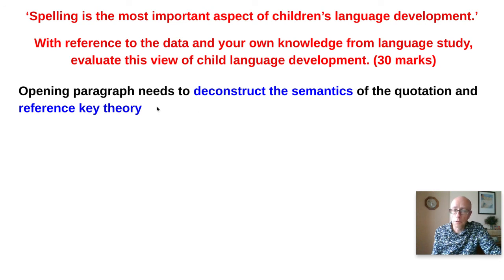So make sure that your opening paragraph deconstructs the semantics of the quotation. For example, it might say, oh, look at this, spelling is. That's a very dogmatic use of the verb there. It's the copular verb that's being used. So it gives the sense of great certainty. And the sensible thing to say is, well, it depends on the data that you're looking at, and it depends on the context of the piece of writing.